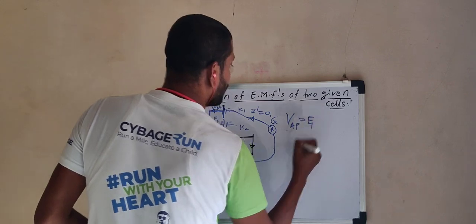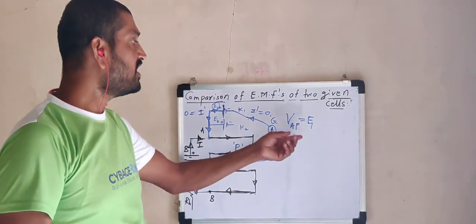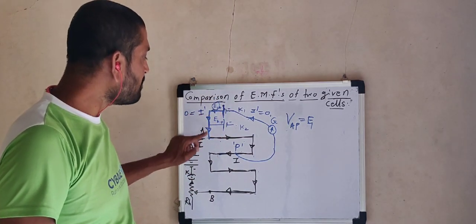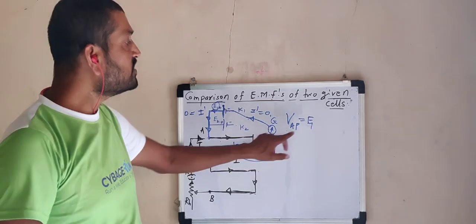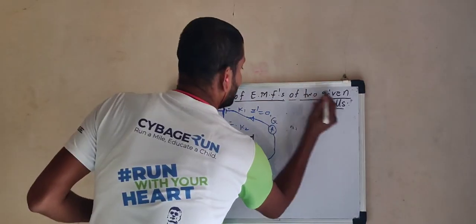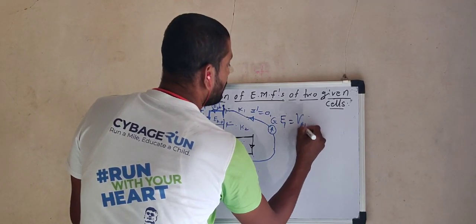Because no current is drawn. As no current is drawn, what does it imply? Yes, no current is drawn means the circuit is open. Hence the total EMF is available between these two points, which is balanced by this voltage. According to Ohm's law, we can simply write that the EMF of this cell E1 is equal to the voltage between point A and P.